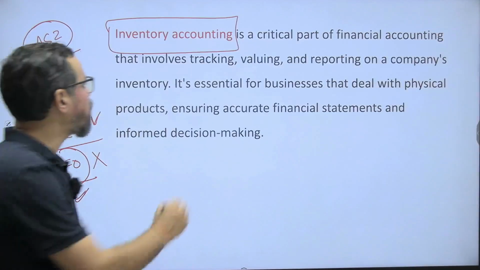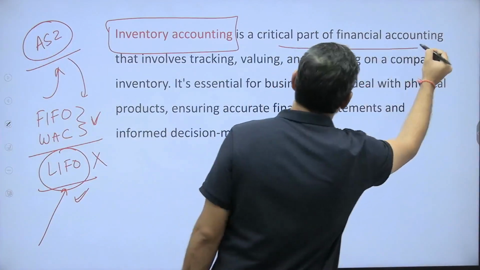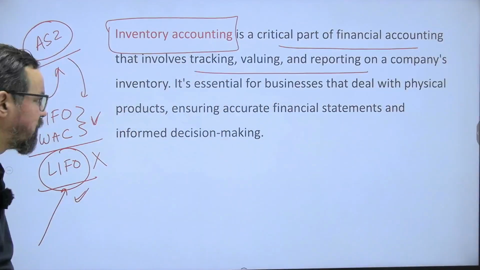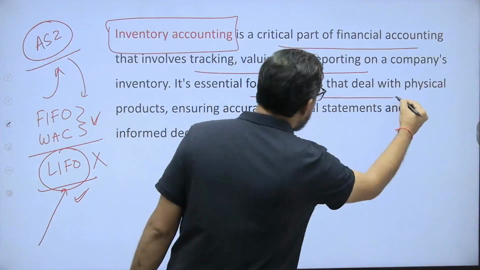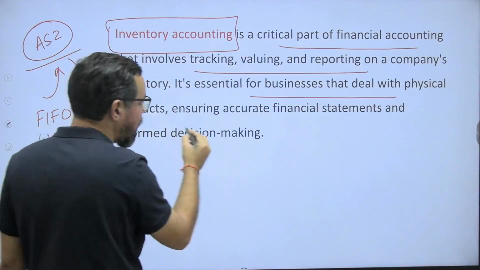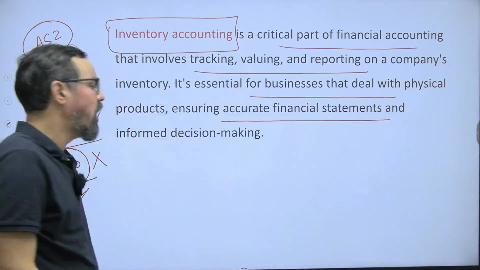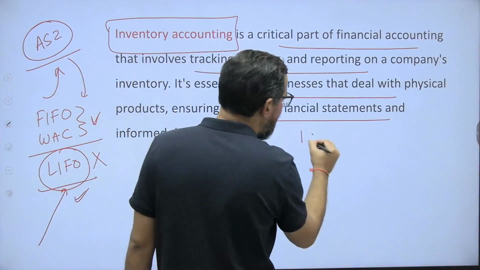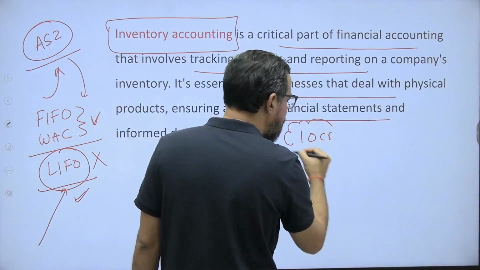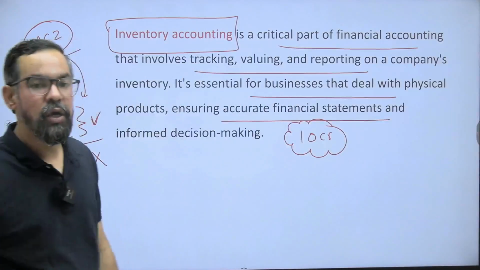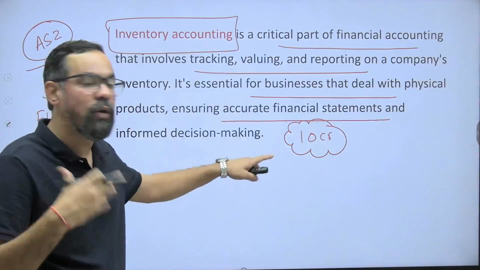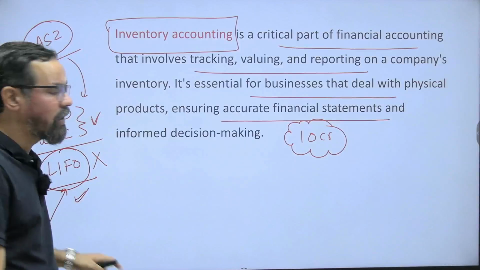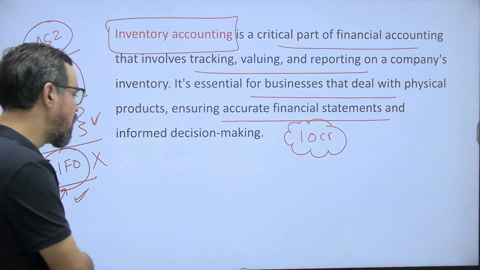Okay? So inventory accounting is a critical part of financial accounting that involves tracking, valuing, and reporting on a company's inventory. It is essential for businesses that deal with physical products, ensuring accurate financial statements and informed decision making. Let's say there is a company saying we have inventory of 10 crore rupees. So how do we reach this number? You have to disclose which method we used while calculating this inventory.